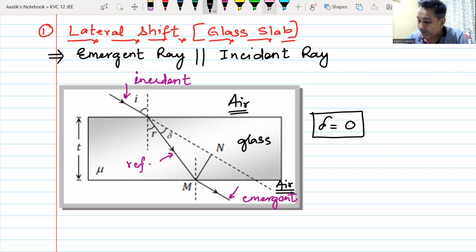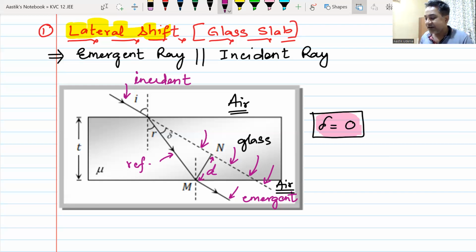Deviation in this case is 0. But this ray gets shifted, and this shifting is known as the lateral shift. Do you see the shifting? See, my dear friends, this is the original direction of the ray. The new ray which has come out is at the same angle, it is parallel, but it has shifted by a length d. This is the length d, and this is known as the lateral shift. Do we understand, my dear friends?